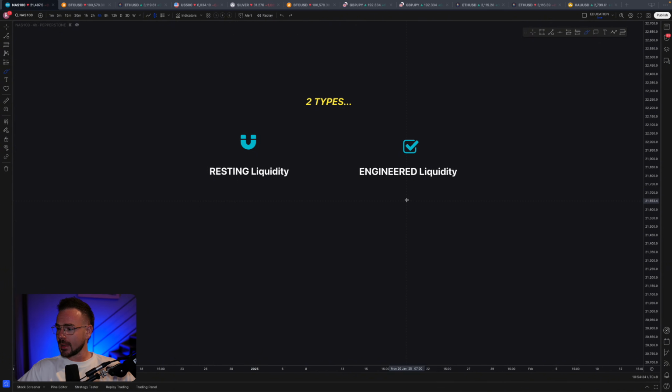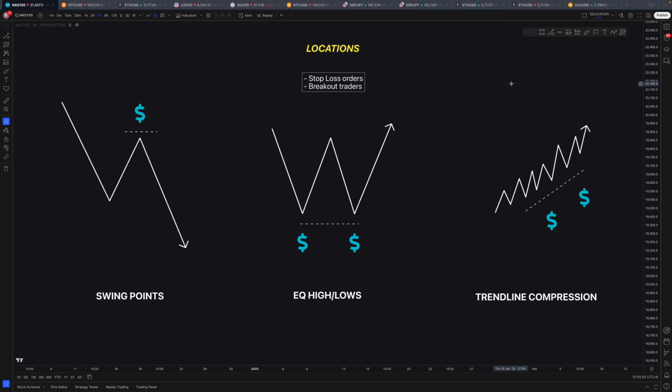So now let's have a look at where we can expect to find high levels of liquidity in the market. Here we're going to look at some locations where we can expect high levels of liquidity, also known as liquidity pools in the market. Essentially these orders are going to be majority made up of stop loss orders and breakout traders, so orders that are triggered when price gets to a certain point. The three most common locations that we will find liquidity are swing points, equal highs and lows, and trend line compression. So let's break it down and go through these one by one and look at why there is liquidity at those points and how it is important for us.